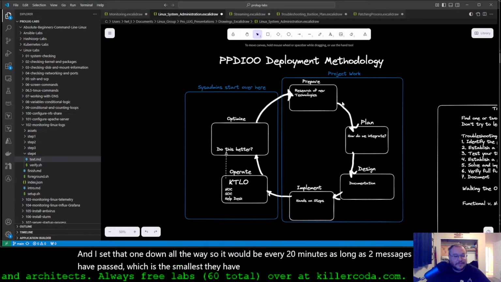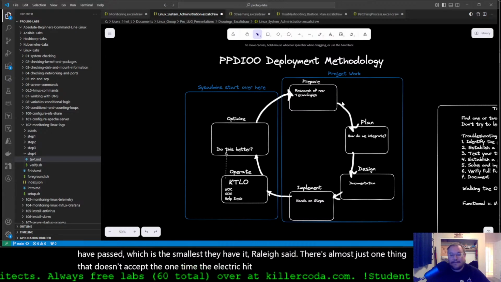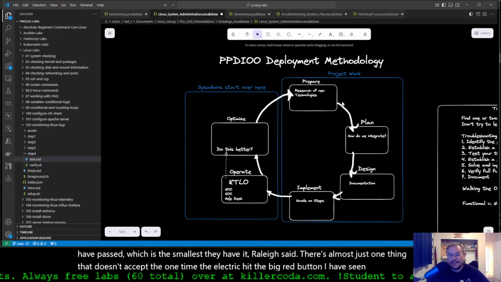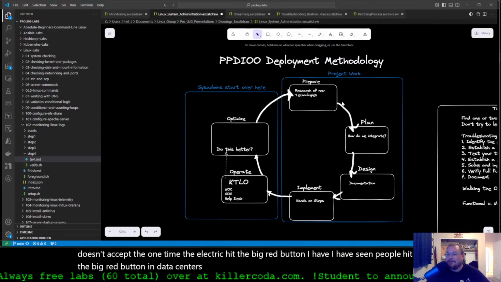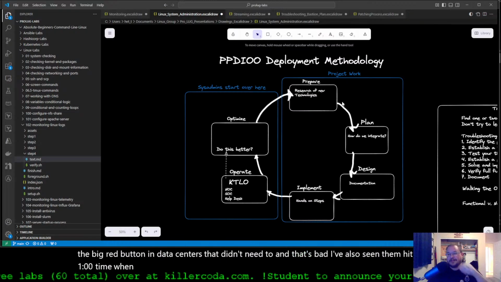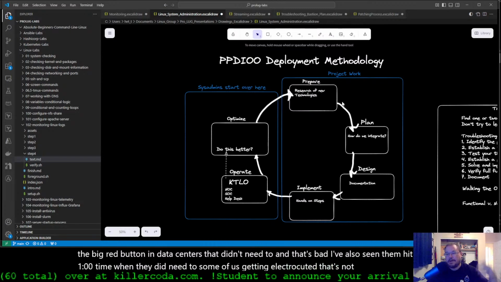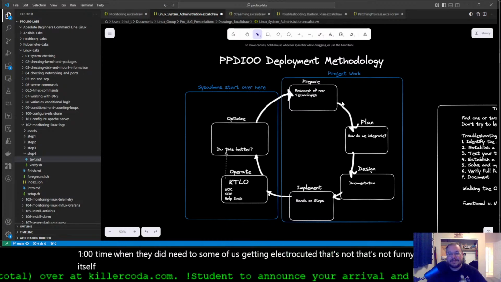Raleigh mentioned the one time the electrician hit the big red button. I have seen people hit the big red button in data centers that didn't need to, and that's bad. I've also seen them hit it one time when they did need to because somebody was getting electrocuted. That's not funny in itself, but you do sometimes have to hit it.